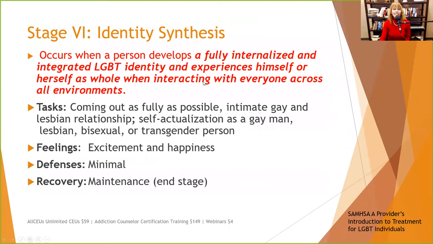And finally, identity synthesis occurs when a person develops a fully internalized and integrated LGBT identity and experiences himself or herself as whole when interacting with everyone across all environments. So during this period, the person continues coming out as fully as possible. They may begin intimate gay or lesbian relationships, and self-actualization begins. Who am I really? How can I be my best self? We started that in the last phase, and we're really working towards it now, gangbusters.